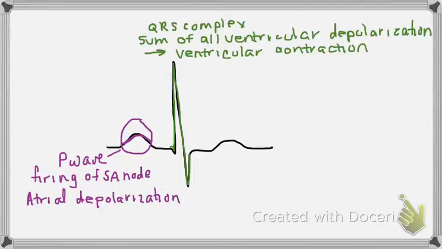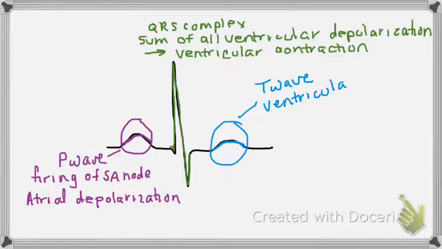The next one is this one right here, and that one is our T wave. Our T wave represents the return of the ventricles to an electrical resting state so they can be stimulated again. So we call that ventricular repolarization.